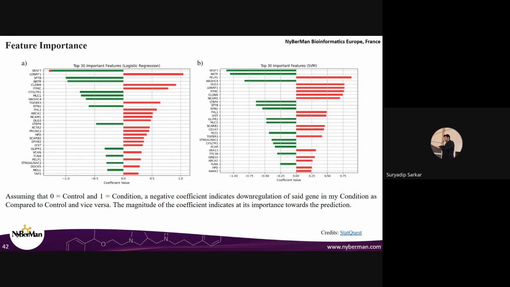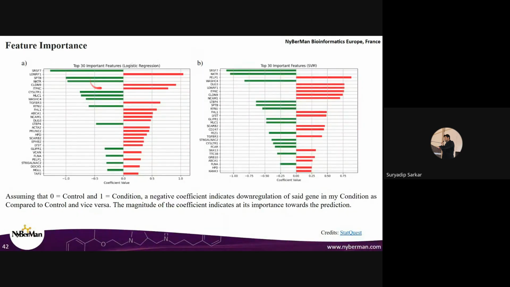Say, for example, SRSF7. SRSF7 has a negative coefficient value of minus 1 point something. That means this gene is down regulated in my condition with respect to my control, and the magnitude of the coefficient indicates its importance towards prediction. So this is telling me that in terms of predicting the control class, the negative class, SRSF7 is really important, because this is what is driving the prediction towards the control class.